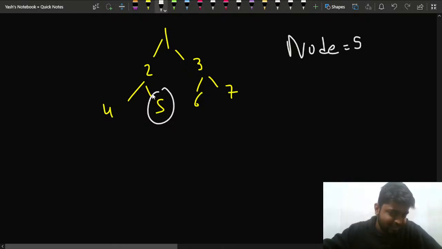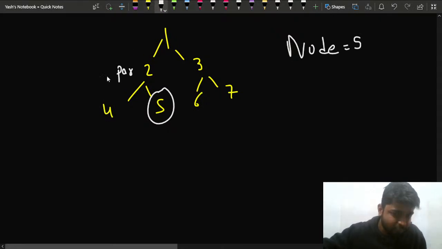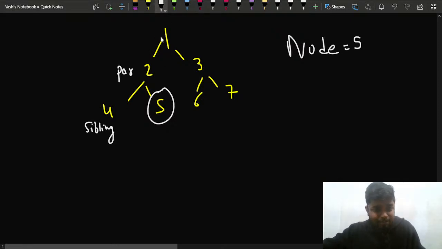For this particular node, 2 is the parent node, right? If 2 is the parent, then 4 is the sibling. And if 1 is the grandparent, then what is 3? 3 is the uncle of 5. So that means 6 and 7 are cousins, right? The nodes 6 and 7 are cousins.